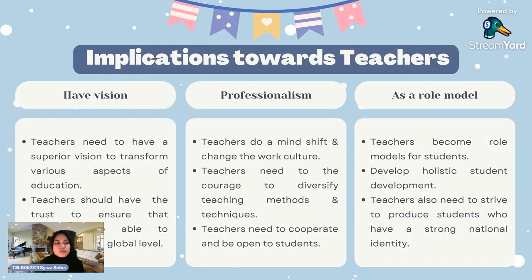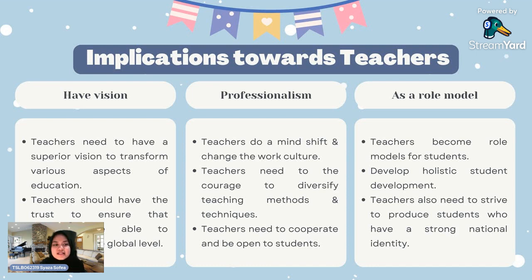The next one is the implication towards the teachers. The first one is to have vision. Teachers need to have a superior vision to transform various aspects of education. Teachers also should have the trust to ensure that students are able to compete at a global level.